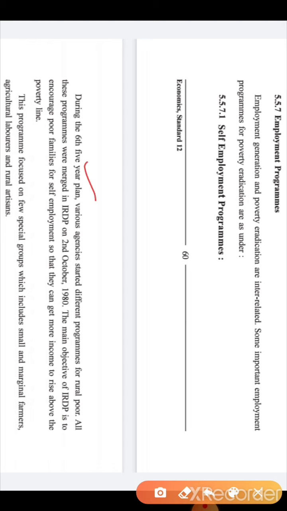During the 6th 5-year plan, different programs were made for the rural poor, and after that all the different programs were merged and named as IRDP, Integrated Rural Development Program. On which date? 2nd October 1980. What is the main objective? To encourage the poor people for self-employment, and by that they can get more income. This program includes small and marginal farmers, agricultural laborers and artisans.